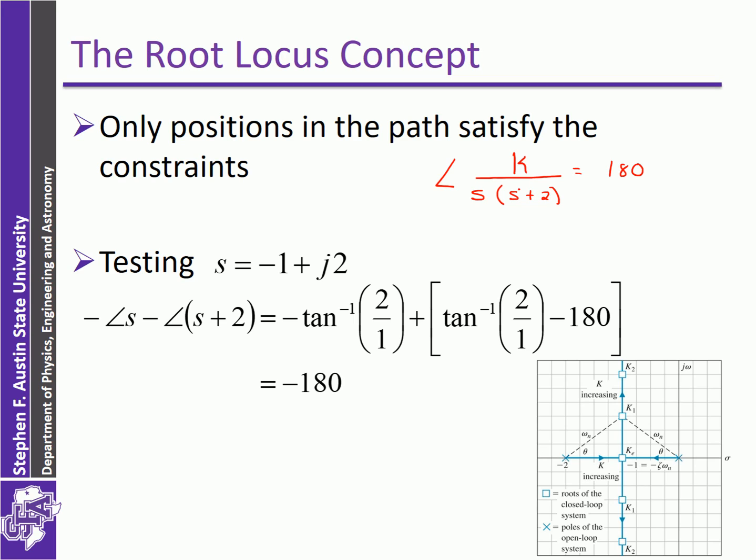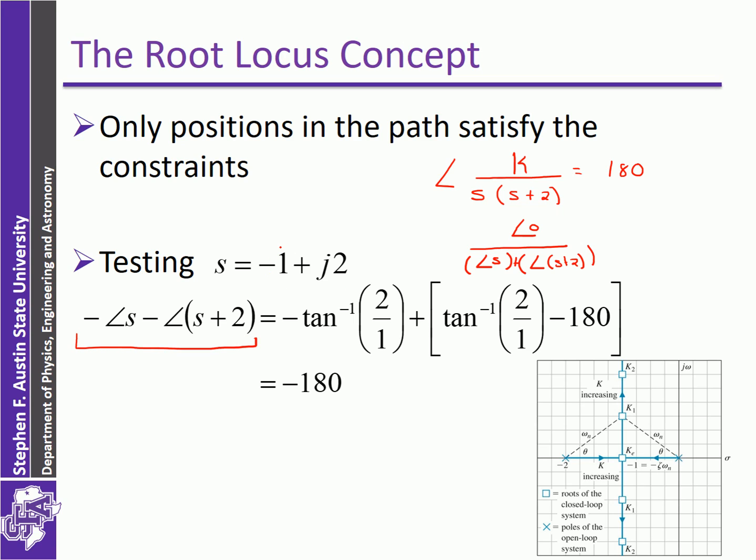Let's just pick a value of k. It doesn't matter really which value, because we're looking at the angles. Since k is a constant number, it will have an angle of 0. So we'll have an angle of 0 minus the angle of s, and because these two are multiplying, the angles are added together when we multiply phasors. So it's going to be plus the angle of s plus 2. So we say this angle of 0 minus the angles in here, and that's where we get this expression.